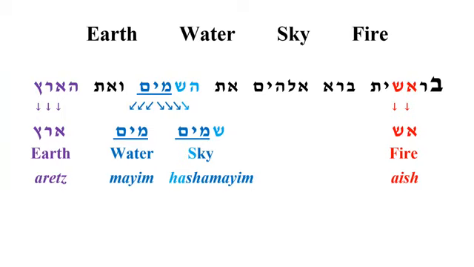And he put the word sky in the word Shemayim. He put in the word water, which is Mayim. And he put in the word Aretz, which is earth. So you have your 4 elements that also show up there in Genesis 1:1.